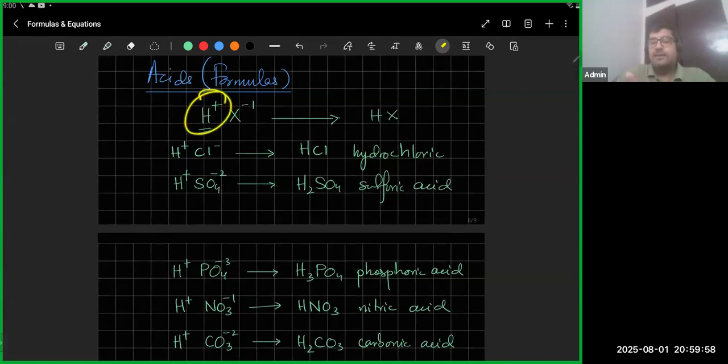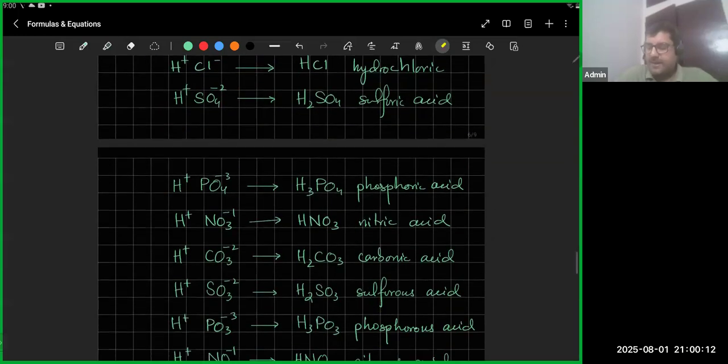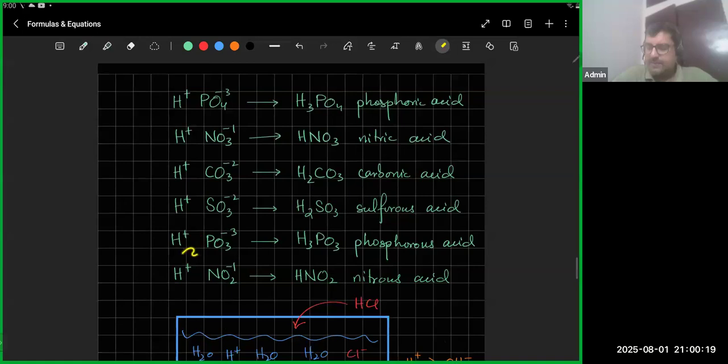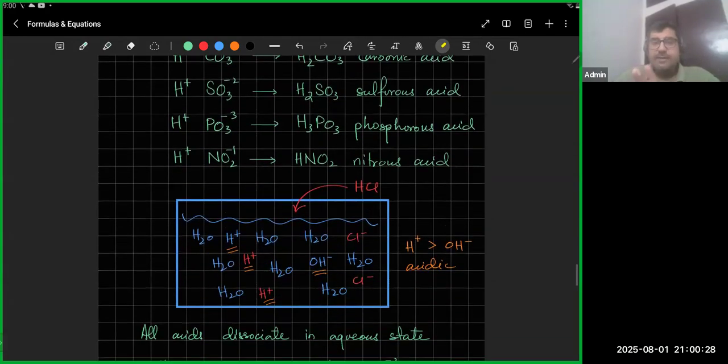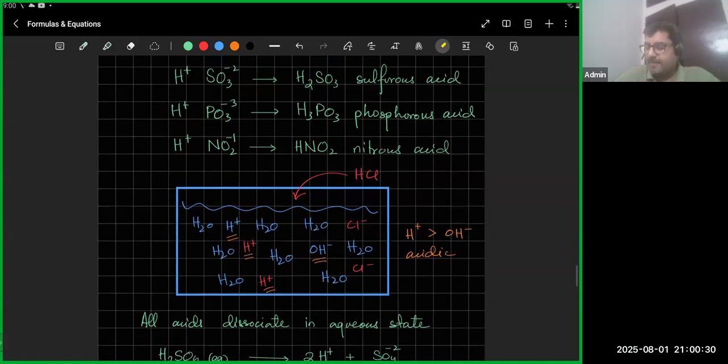It's not going to be alone. A positive ion is always next to a negative ion. So you can attach any negative ion to H plus 1 and that will form an acid, right? It's just crisscross. H plus 1 with sulfate will make H2SO4, which is sulfuric acid. H plus 1 with NO3 minus 1 will make nitric acid. If you do crisscross, H plus 1 with PO3 minus 3, it's going to be H3PO3, and that's phosphorus acid. Just remember, this is all recap of previous class.